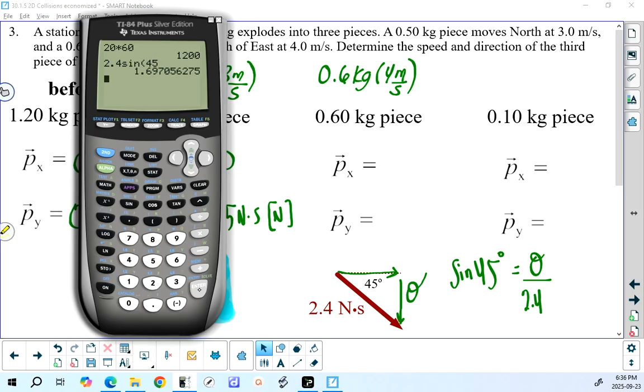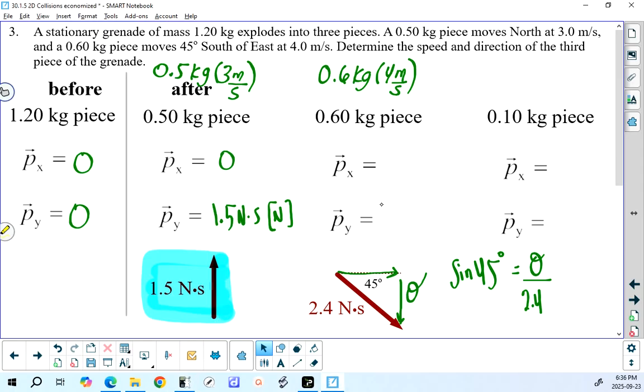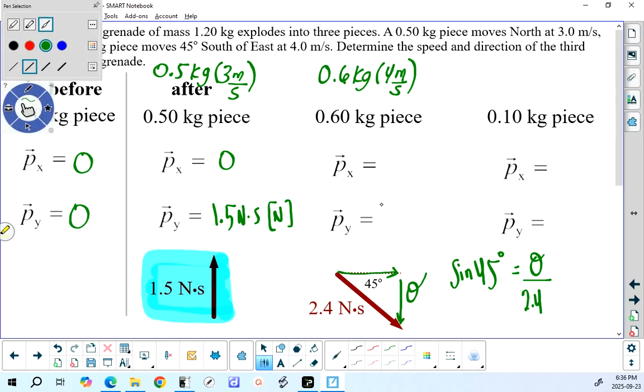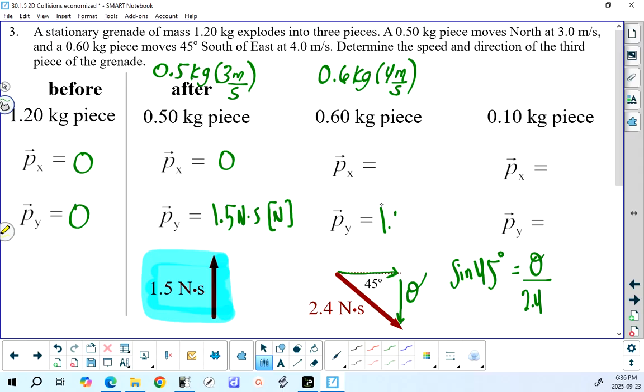So that 1.697 is the opposite side, and we can write 1.697 newton seconds south for the vertical component. When you take a look at the little mini vector diagram at the bottom of the screen, that vector is south and east, so the vertical component is south.